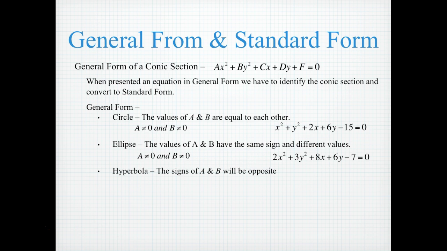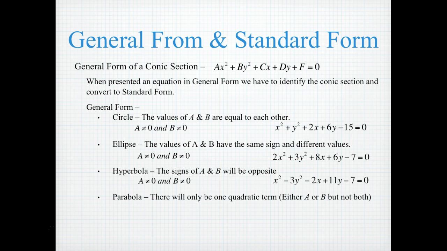Third is a hyperbola, where the signs of a and b will be opposite of each other. They can have the same absolute value, but they will be opposite of each other. Again, a and b can't be equal to 0. Here's an example of a hyperbola: x² - 3y² - 2x + 11y - 7 = 0. Notice x² and -3y² have opposite signs. The fact that they are opposite signs tells me that we have a hyperbola. Positive 1x², negative 3y².